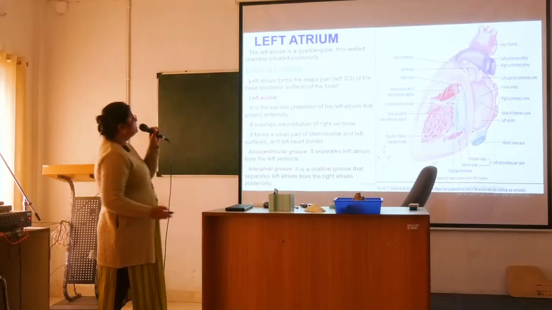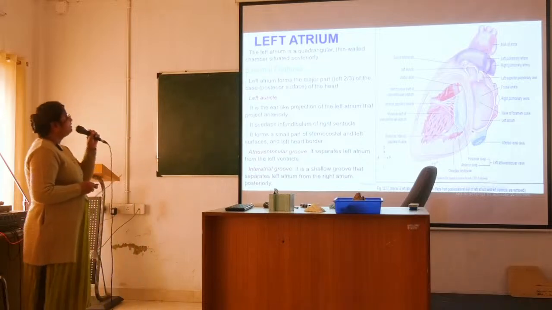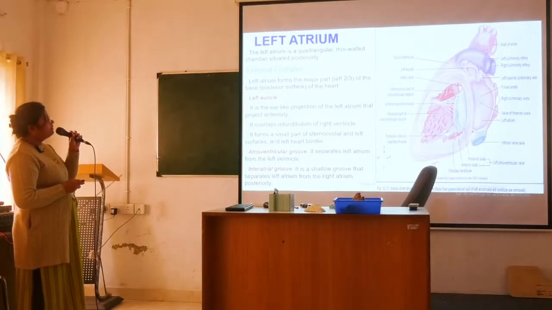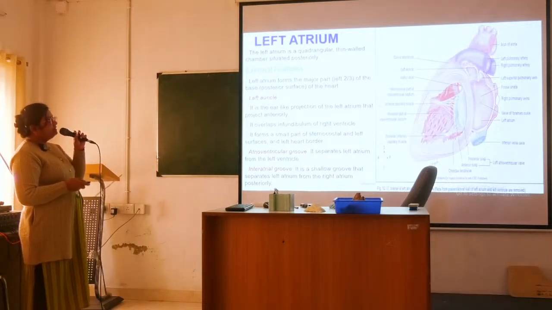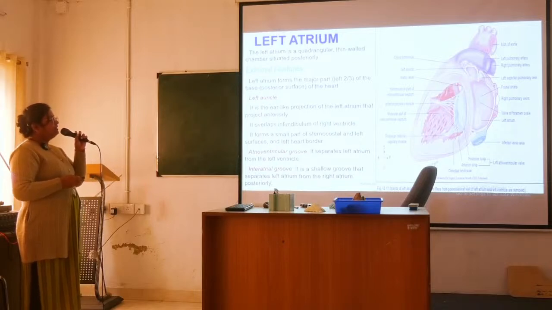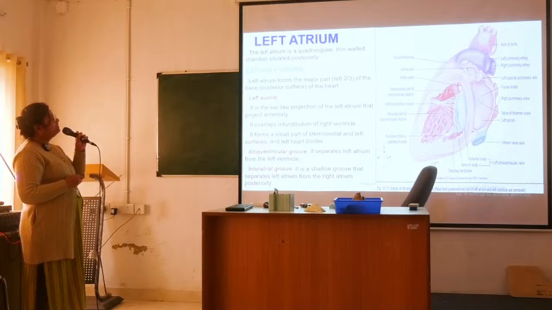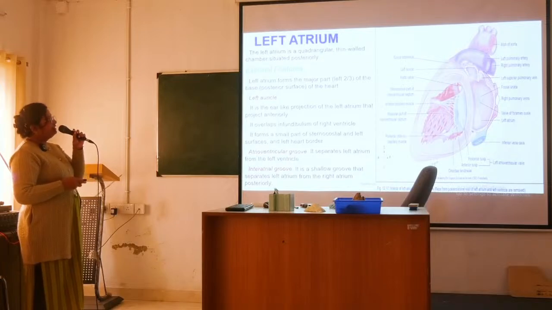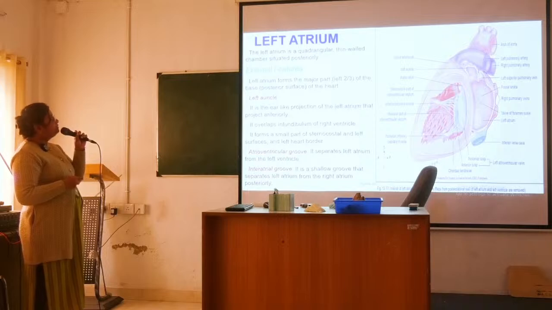Now we will go to the left atrium. Left atrium is quadrangular here. This is the interior of the left atrium. Here is interior of the left ventricle. Left atrium is a quadrilateral, thin walled chamber situated posteriorly, and left atrium forms the major left 2/3 of the base, that is posterior surface of the heart.